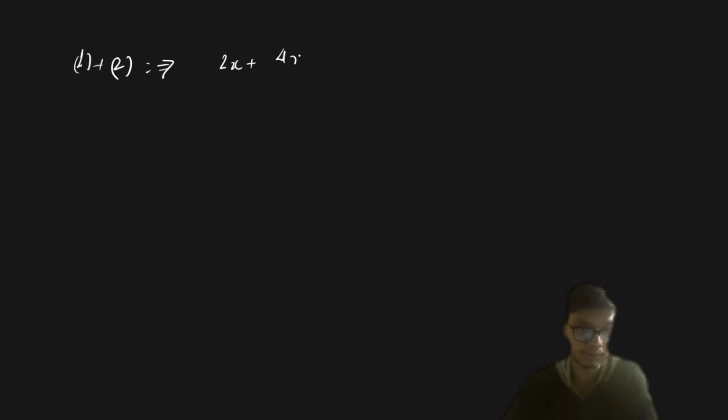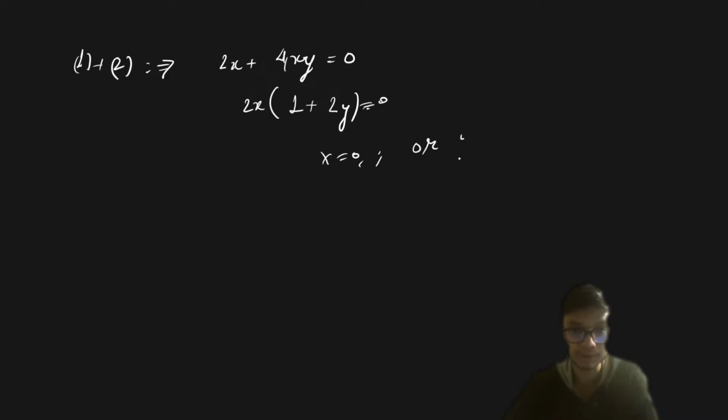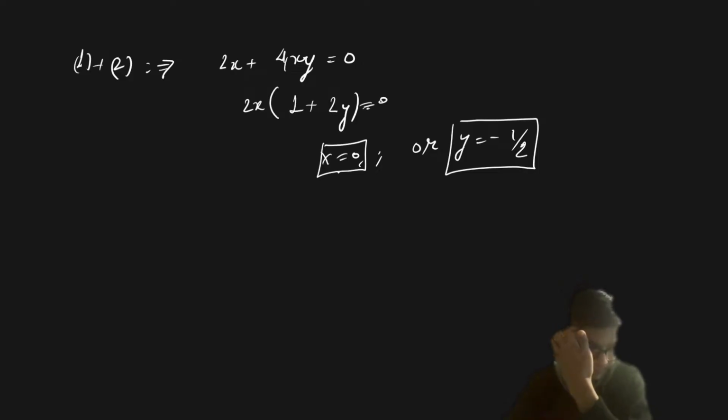2x plus 4xy is equals to 0, and this will give me the solution as 2x times 1 plus 2y is equals to 0, which basically brings me the case either x is 0 or y is equal to minus of 1 upon 2, right? So on solution, we will get this kind of solution.